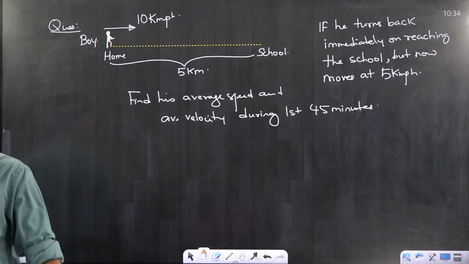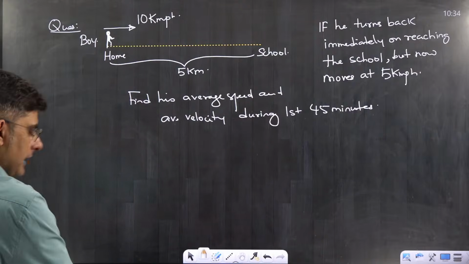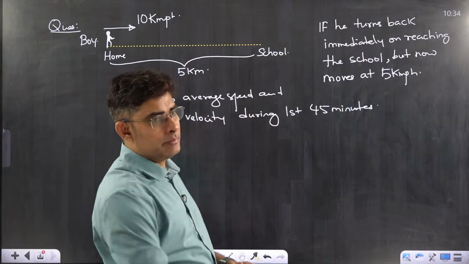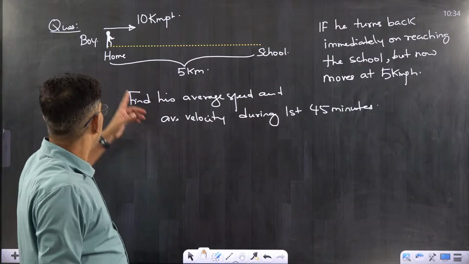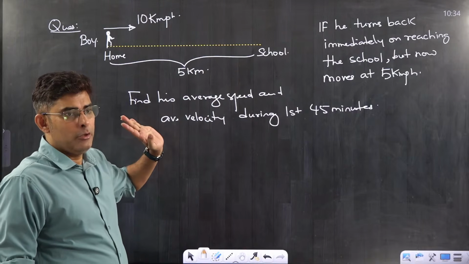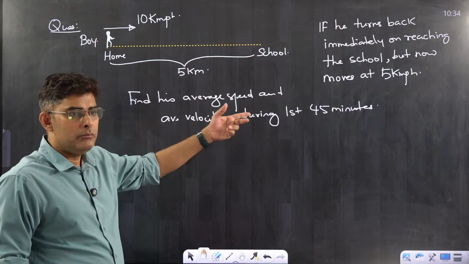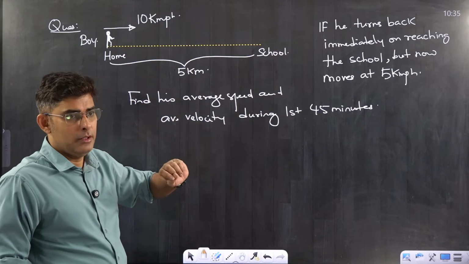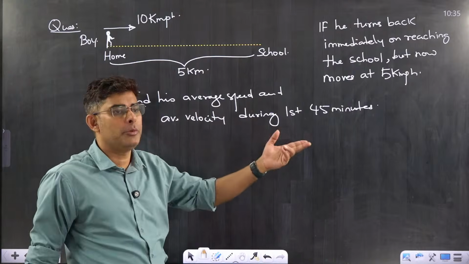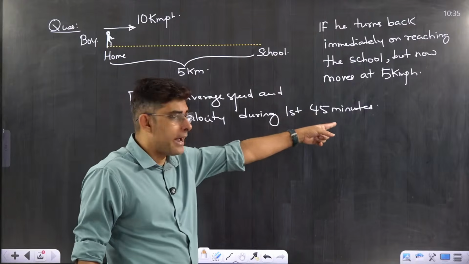Now listen to this carefully. Students make a blunder. Almost every student in the beginning makes a blunder because something goes in their mind that when average velocity is asked, it means displacement. So we will start from home to school and again come back to home only. If you come back to home, then the time may not be 45 minutes. Some say that, sir, average velocity is 0 because he started from home and he returned back. Did I mention that he returned back to home?